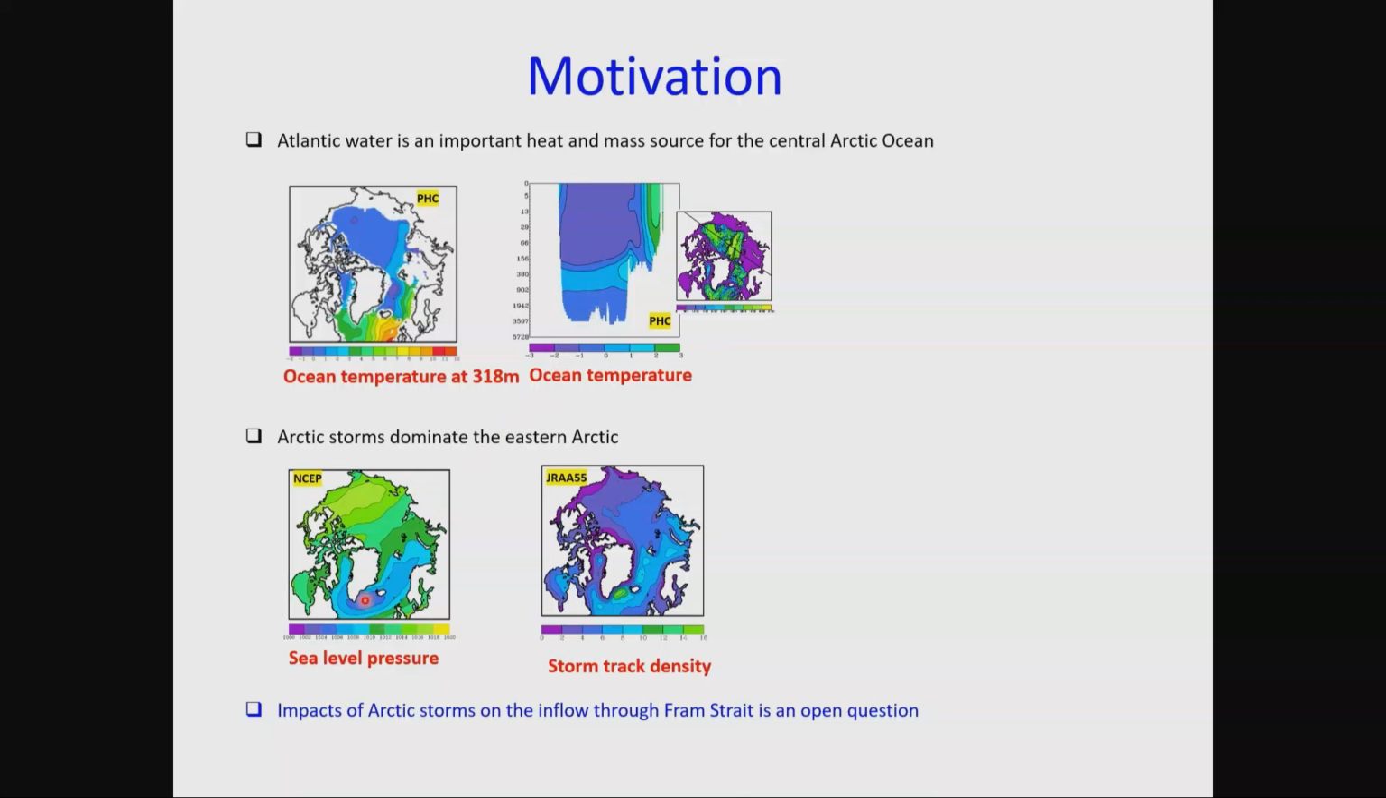For atmospheric surface forcing, on the climate scale, we can see there is a low pressure system in the North Atlantic called the Icelandic low. If we look at the storm track, we can see there is a storm track extending from the North Atlantic to the Greenland Sea. So the Greenland Sea is dominated by Arctic storms. In this study, we try to understand the impacts of Arctic storms on the Atlantic water inflow through Fram Strait.